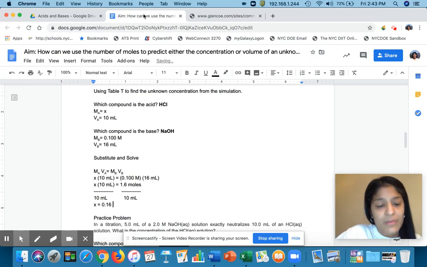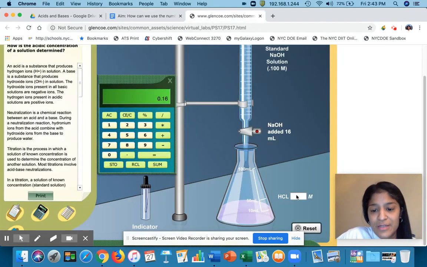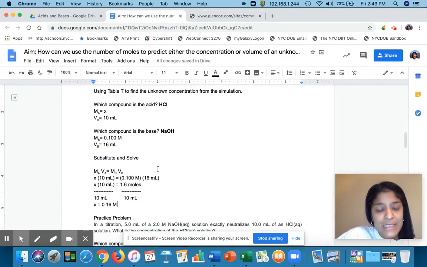And that's going to be our molarity, right? Because we already have the volume. We're looking for the molarity. So let's see if it works. It could be wrong because it doesn't seem like it wants to work for me because I have the video running. But 0.16 molarity would be the answer. That's the concentration of the acid that you titrated.